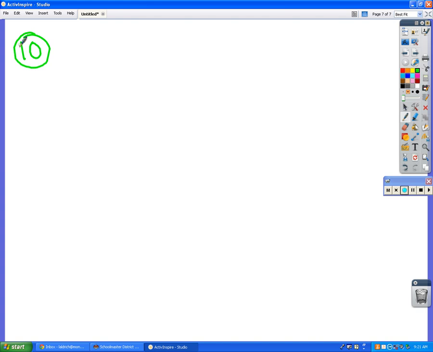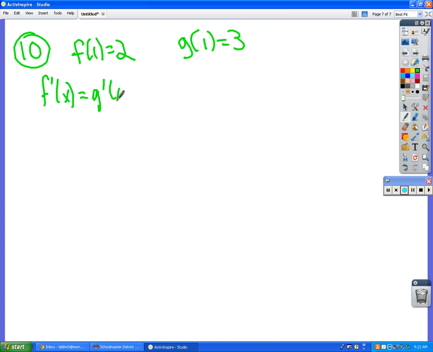Okay, if functions f and g are defined so that the derivative of f equals the derivative of g for all real numbers, with f of 1 equals 2 and g of 1 equals 3, then the graph of f and the graph of g, what? If the derivative of f is equal to the derivative of g, what do you know is true about the functions?